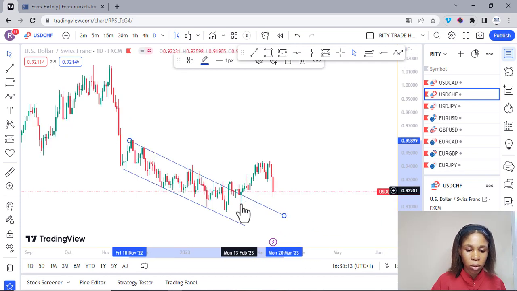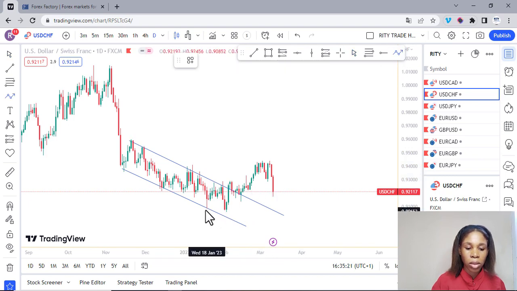Okay, so as we can see here, the wedge was broken, forming higher highs and higher lows. We can also see a double bottom around here. You can see a full body candle breaking the trend here, right? Then we get a pullback here, and then we can see a clear uptrend.